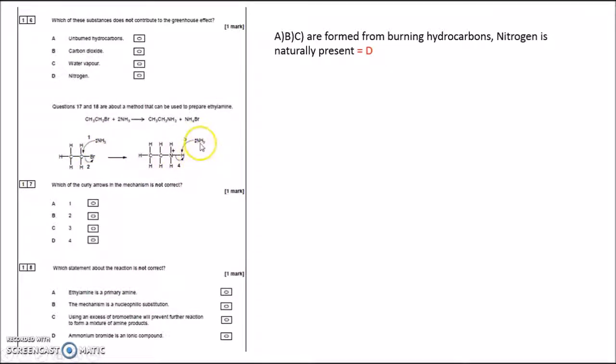They've done it slightly differently here. They've got another ammonia with a lone pair of electrons accepting an H plus. That will form NH4 plus, an ammonium ion.